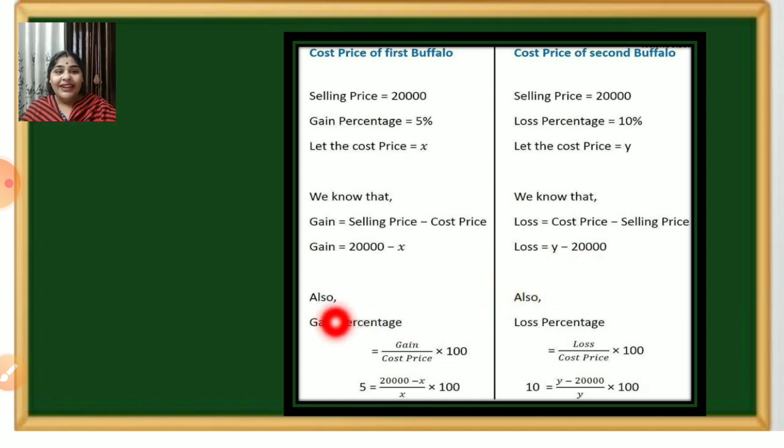So gain percentage is equal to 5. So substituting that, 5 is equal to gain, which is 20,000 minus x, divided by CP, which is x, multiplied by 100. And similar to the right hand side, loss percent is 10%. So 10 is equal to y minus 20,000 whole divided by y multiplied by 100. We are substituting loss as y minus 20,000 and cost price we have already taken as y.